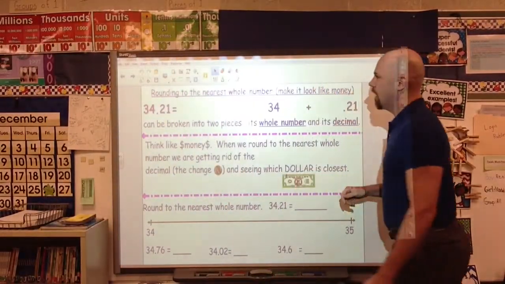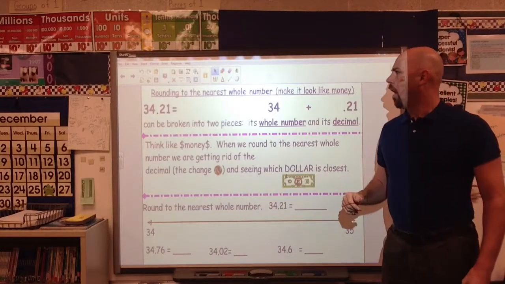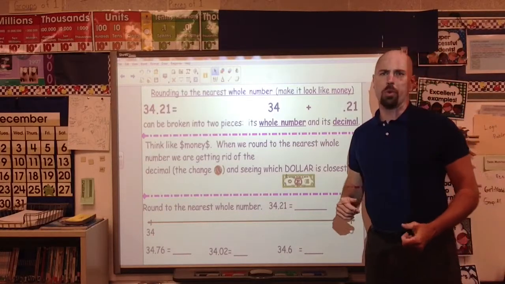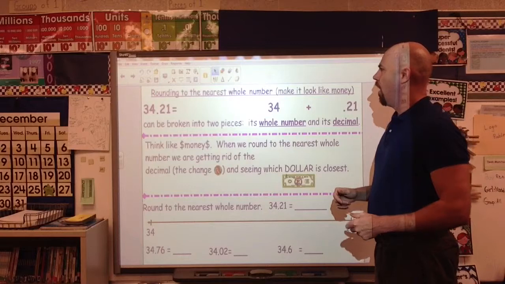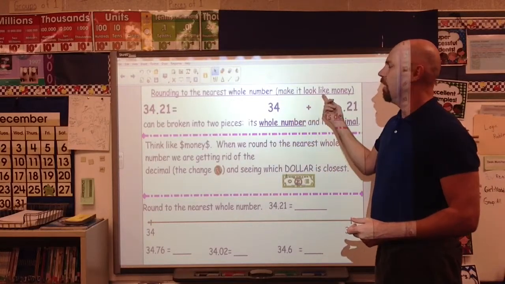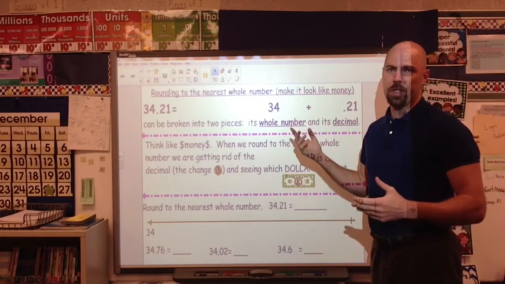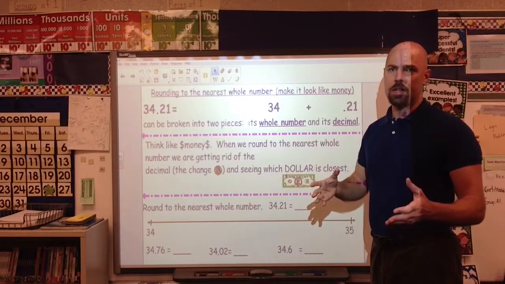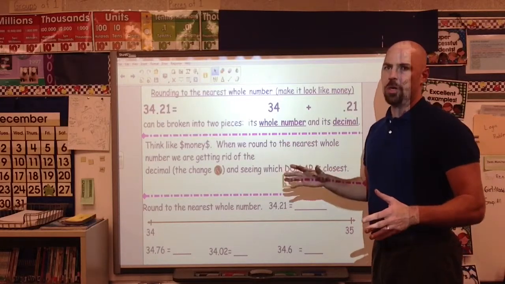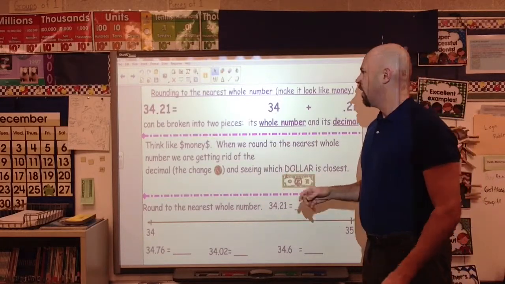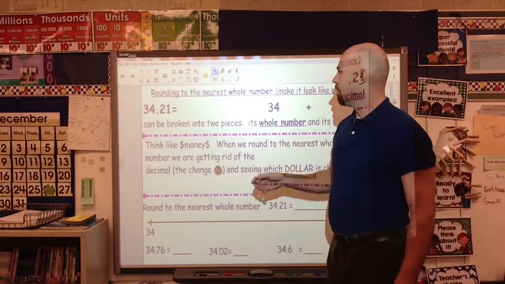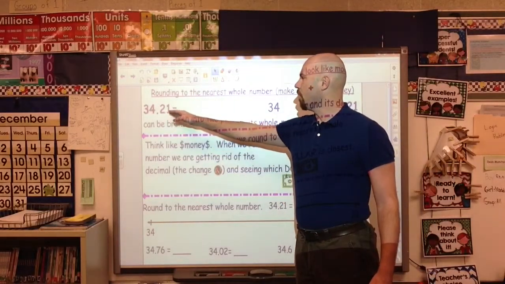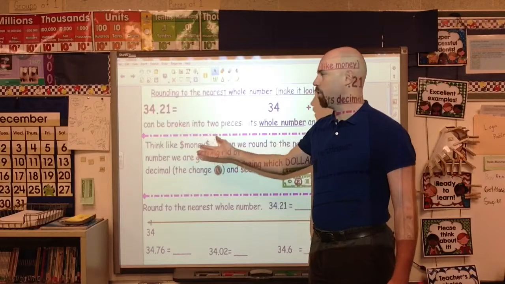Hey everyone, today I'm going to show you how to round to the nearest whole number when we're working with decimals. As you see up top here, I love making decimals look like money. Once again, it's relatable, kids understand it. Some of the decimal stuff, not so much yet, but money we get. So I gave them an example number up top here, 34 and 21 hundredths, looks like $34.21.